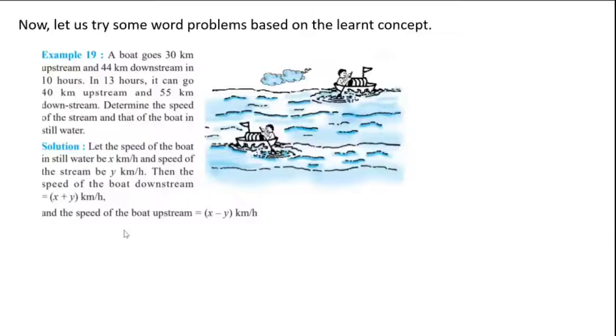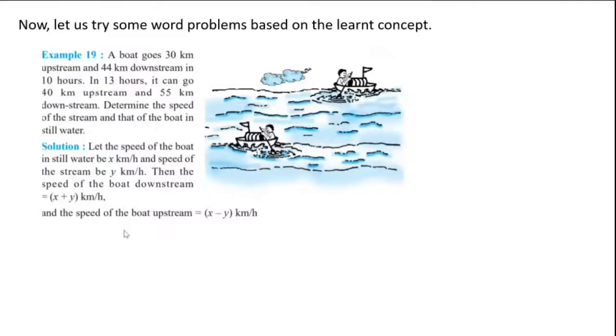So let the speed of the boat in still water be x kilometers per hour and the speed of the stream be y kilometers per hour. When we take downstream, it means that the boat is going with the stream, in the direction of the stream. So the speed of the water helps the boat to move forward, and we say that the downstream speed is the speed of the boat plus the speed of the water. So we get the downstream speed as x plus y kilometers per hour.